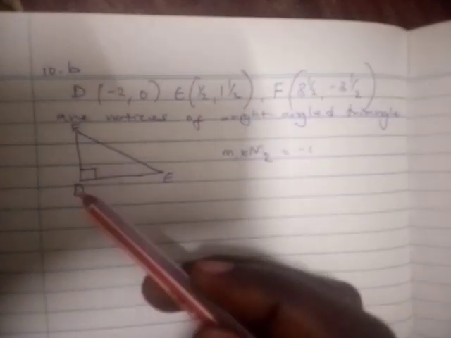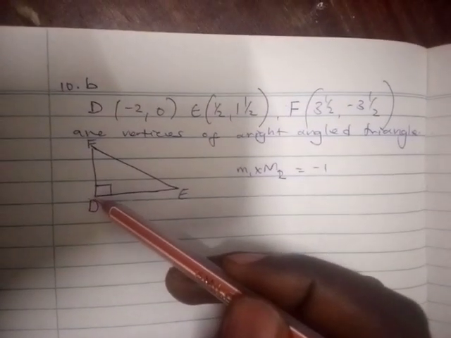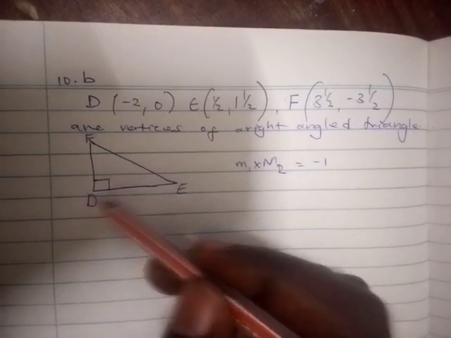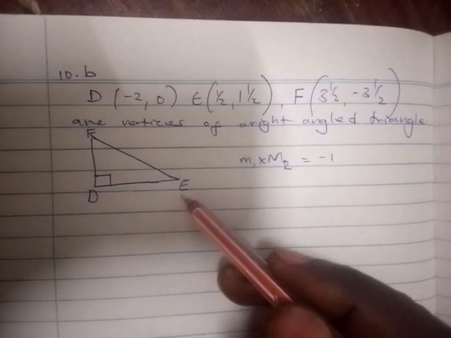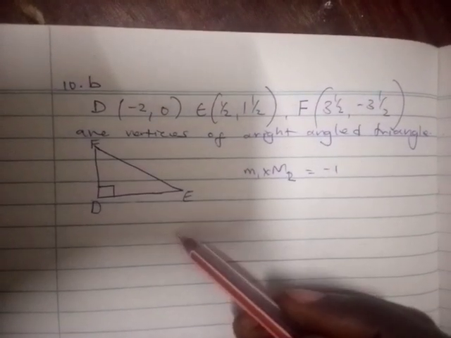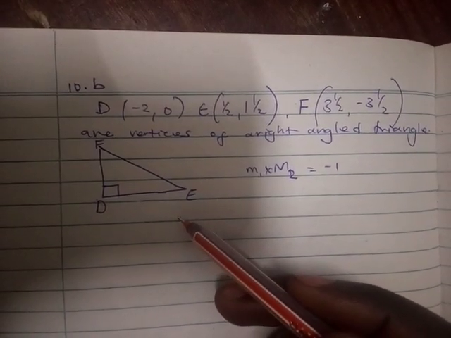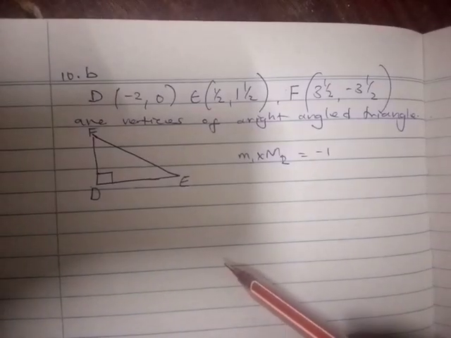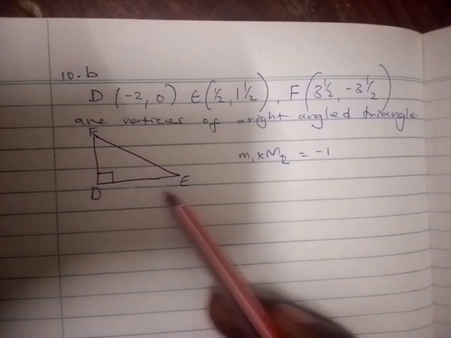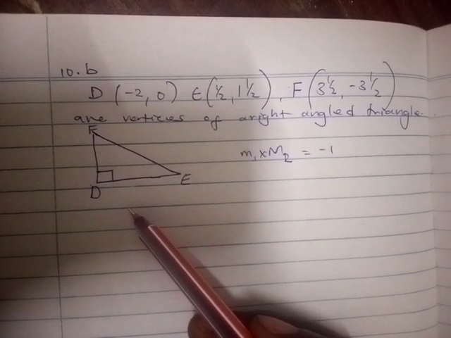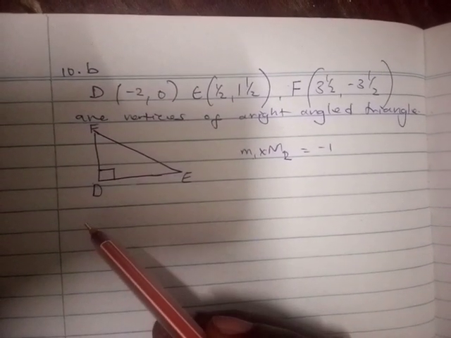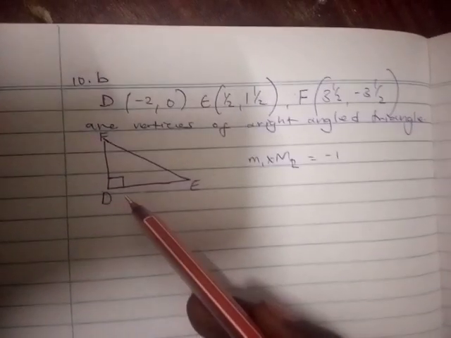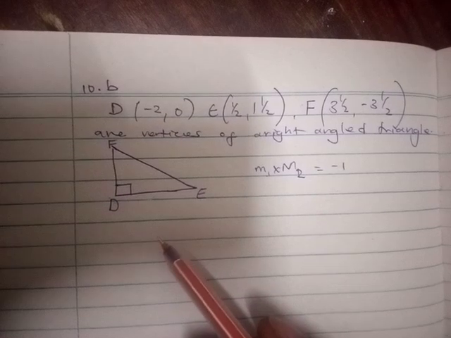So it means at any time when we get the slope of DF times the slope of DE, it should be giving us negative 1. When it gives us negative 1, then we shall conclude and say that these points are vertices of a right angled triangle, because the slopes of the lines are showing us that they are perpendicular. And then being perpendicular, it means they are forming a right angled triangle. So I hope you're getting me.